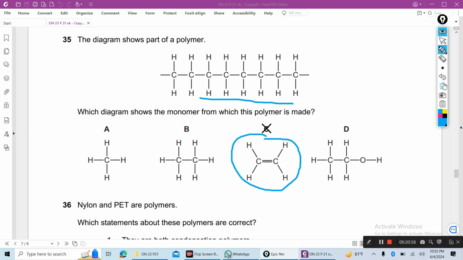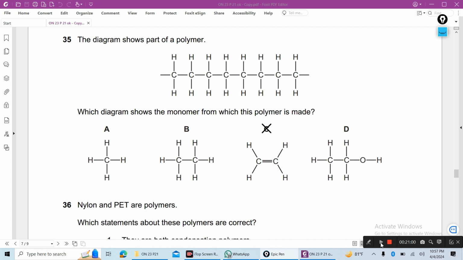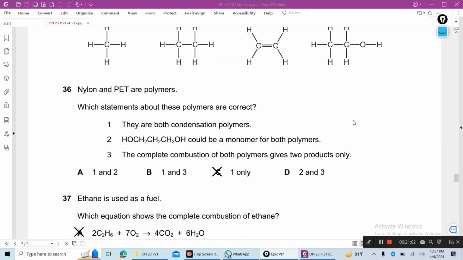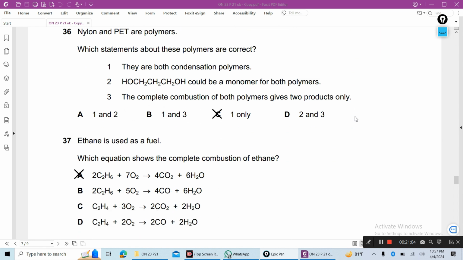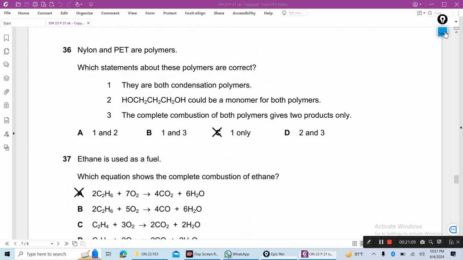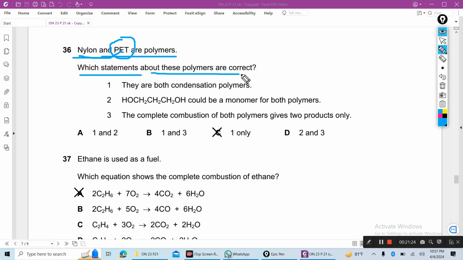Next, nylon and PET are polymers. PET is the chemical name of polyester. So both are condensation polymers. Which statements about these polymers are correct? And you see, 1: they are both condensation polymers, yes. So C is the correct answer, only 1.